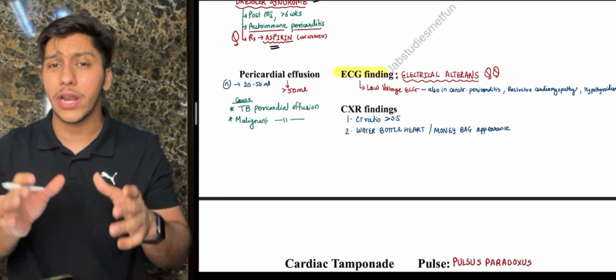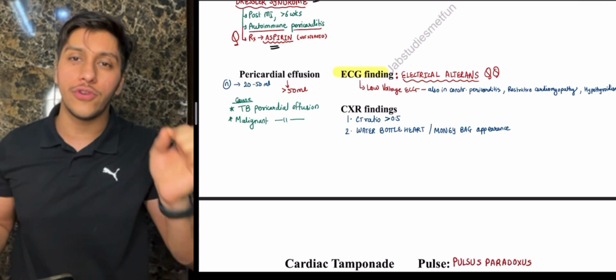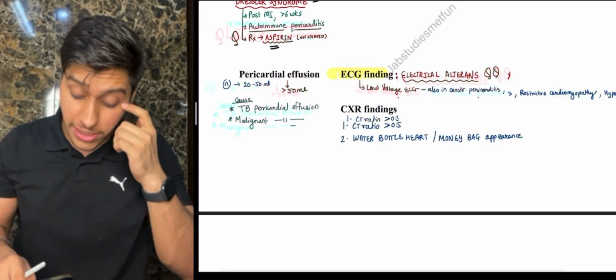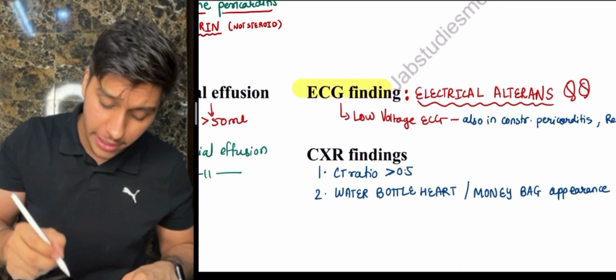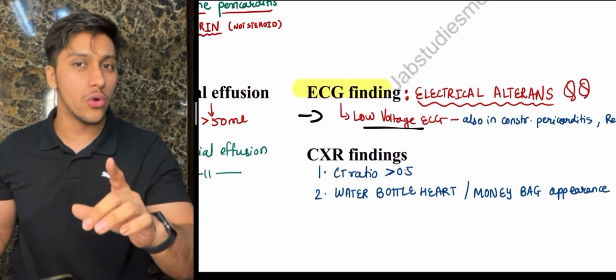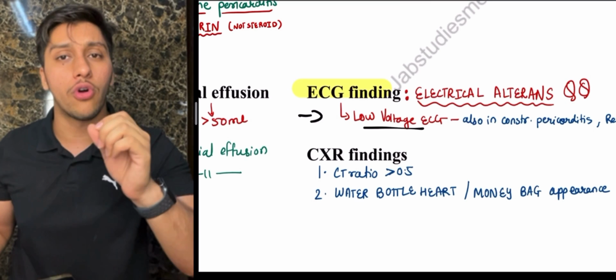You don't need to remember what the features are in the ECG. Just remember the word. In case of pericardial effusion, you get what ECG feature? Electrical alternans. Very good. Along with that, another feature which you see in case of pericardial effusion is a low voltage ECG. So two things: one was electrical alternans and second is low voltage ECG.